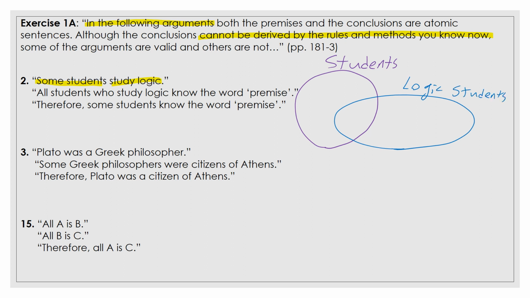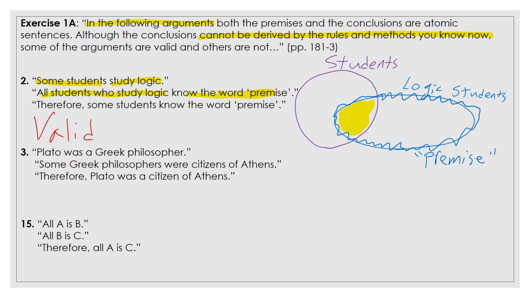And we have this overlap because some students are also logic students. And we're told in the second premise that all students who study logic know the word premise. So each logic student knows the word premise. That is to say, they're contained in that circle, each and every one of them. So that overlap, of course, so to speak, still holds, so the conclusion does follow. Therefore, some students know the word premise.